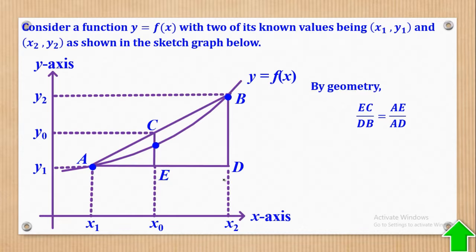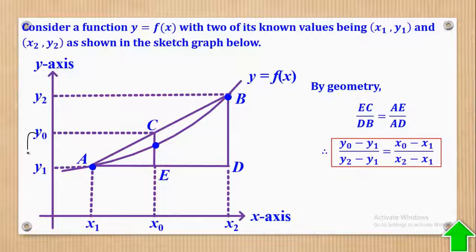So when we use that, we know that C has coordinates x0, y0, A has coordinates x1, y1, and B has coordinates x2, y2. So what we are going to do is get this length CE. Now the length CE is from here up to here, so it will be y0 minus y1.